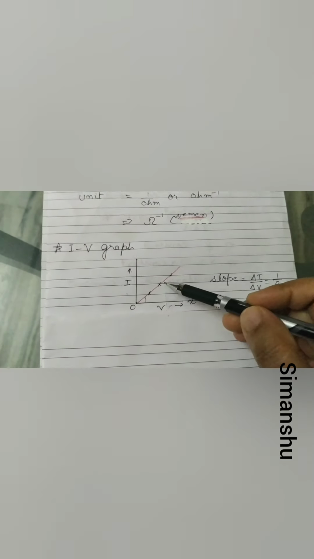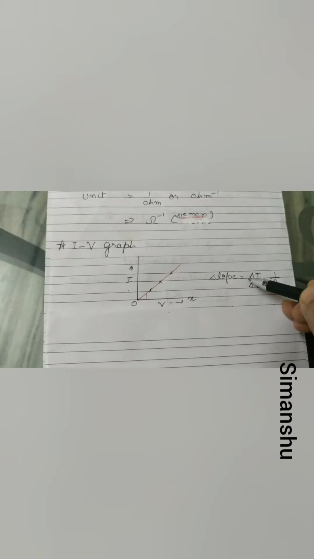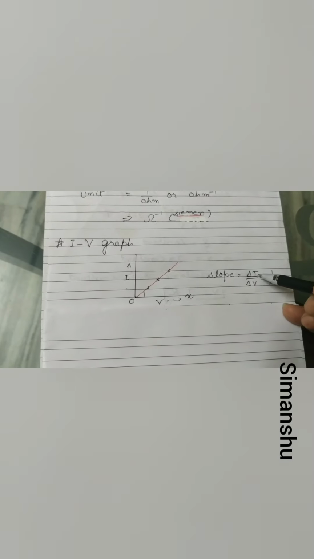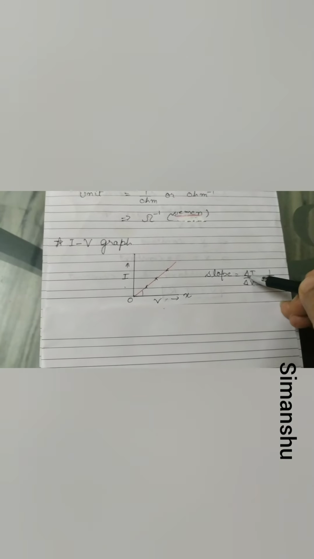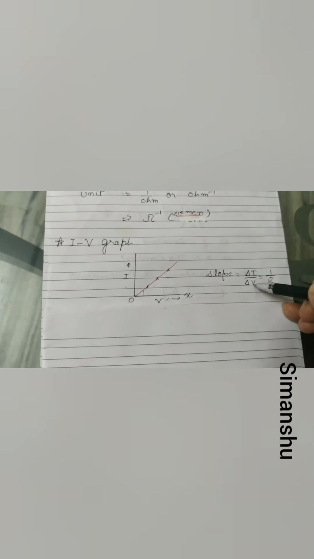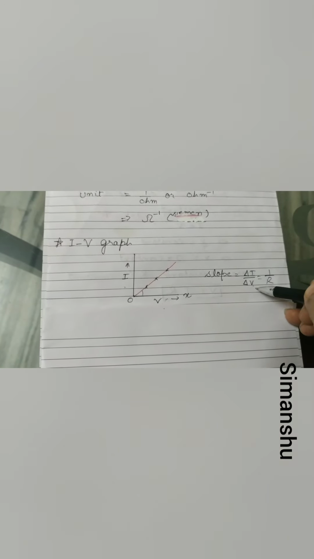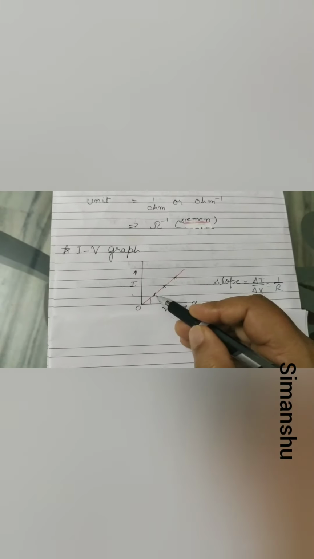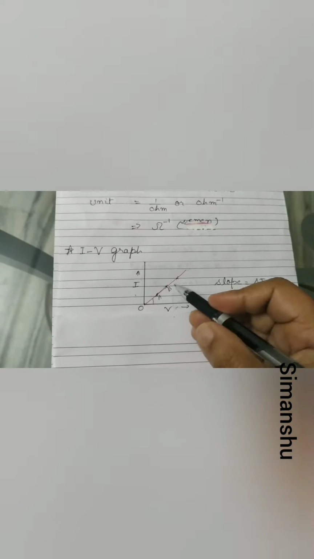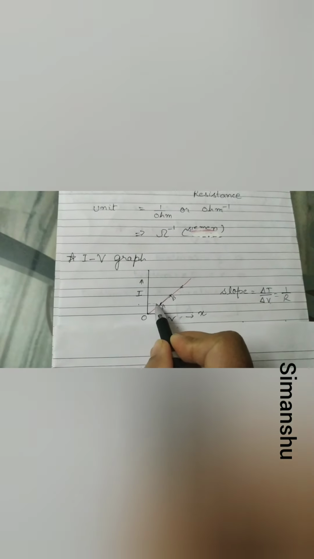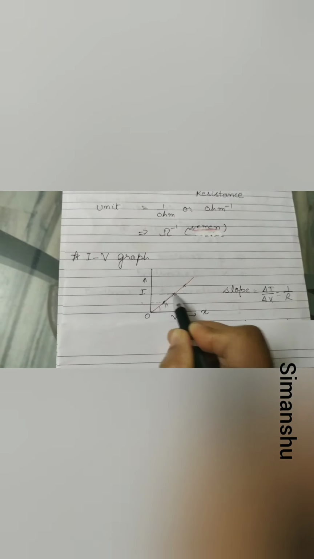Okay. Then how to calculate slope? We calculate slope by taking the ratio of change along the y-axis upon change along the x-axis. That means change in current upon change in voltage. Like if there are 2 points A and B, what is the value of this slope? You have to draw a perpendicular on this side and here.